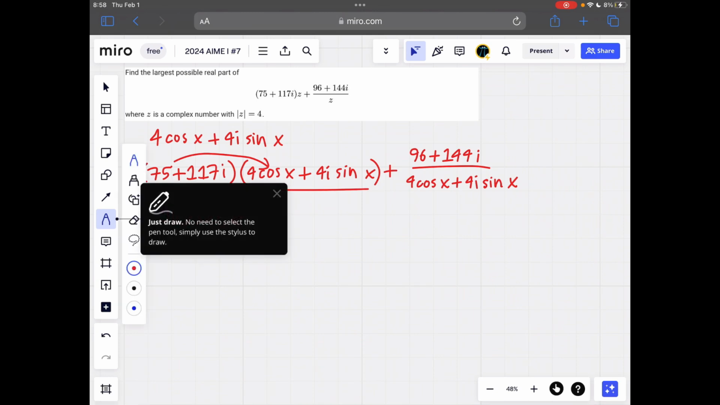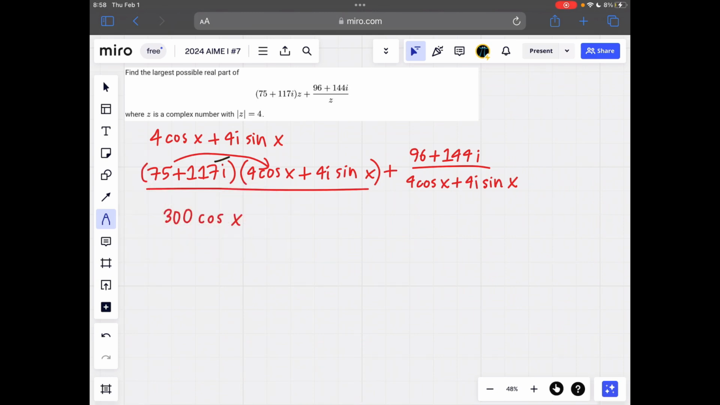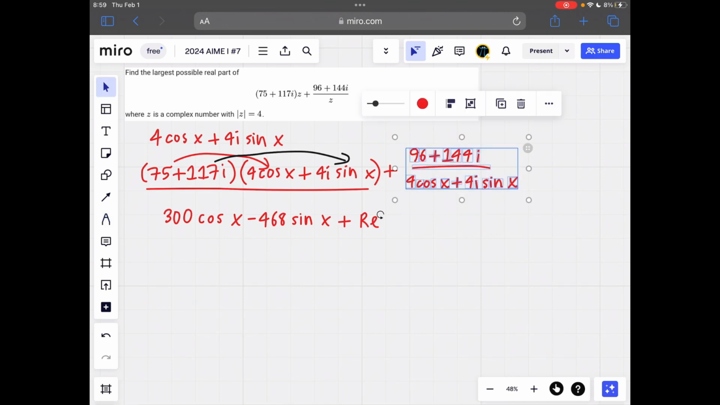You could either get it like that, or you could do this: 117i times 4i sin x. i times i is -1, so that's a real number. 117 times 4 is 468, and that times -1 is minus 468, and we have sin x. So we need 300 cos x minus 468 sin x plus the real part of this stuff.